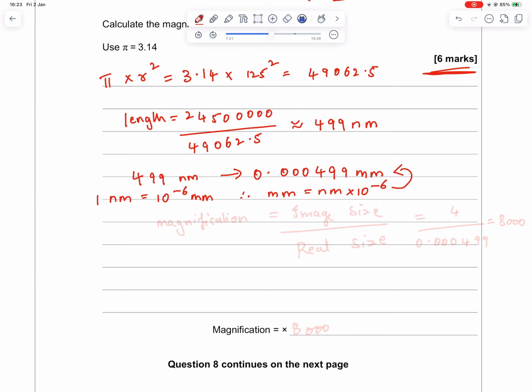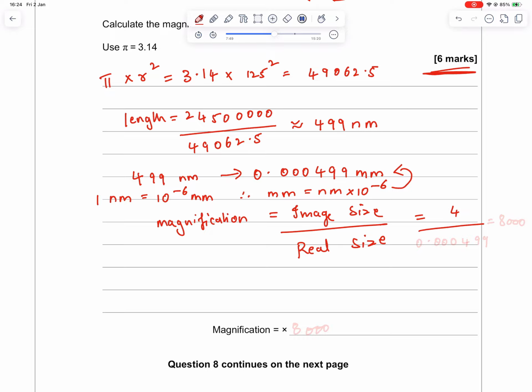Now, the next stage is magnification. Remember, magnification equals image size divided by real size. So, magnification is equal to the image size divided by the real size. Now let's go ahead and calculate that.